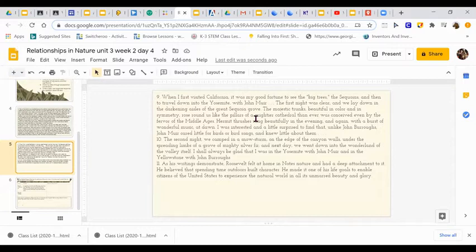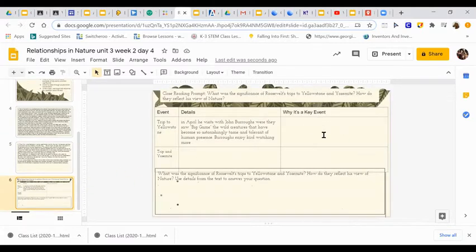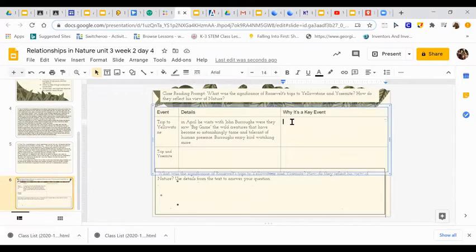Okay, I know he talks about sequoias. He talks about being in the valley. If you've ever been to Yosemite, the valley is really important. Okay, so you're going to do that part. So let's talk about why are these things key events? Okay, so why are they important?